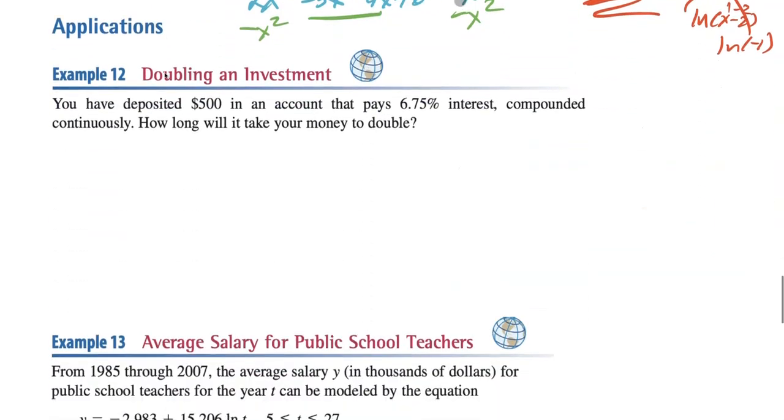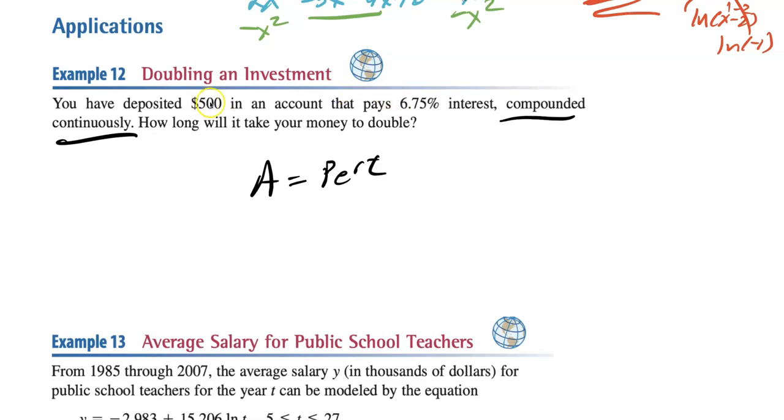Okay, applications. Let's say you have deposited $500 into an account that pays 6.75% interest, compounded continuously. How long will it take for you to double your money? So this is compounded continuously, so you gotta remember our formula, A equals Pe to the rt.